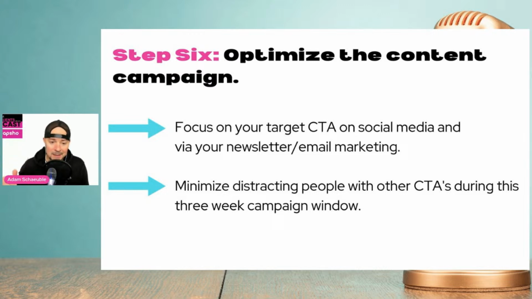And then the second thing, I just want to be really, really clear. Minimize distracting people with any other CTAs during this 3-week campaign window. Don't be out there asking for ratings and reviews. Don't ask them to follow you on the gram. I mean, don't sell any other offers. Don't try to get them on your email list. No lead magnets, no nothing. Focus on the single call to action for this 3-week window. It will really pay off.